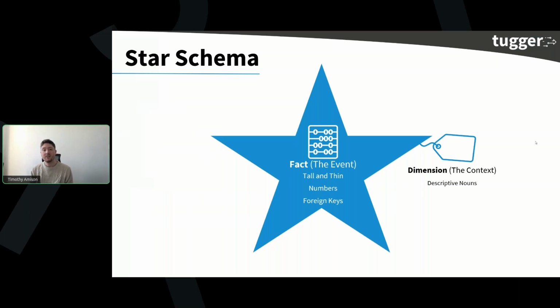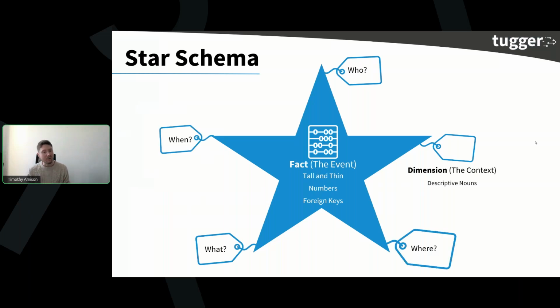Dimensions, this is all about the context. This is about describing things about your facts. So when it comes to sales, for example, you want to describe what is the name of the sale, who was it sold to, where was it sold. So those kind of descriptive things. So we have our whos, we have our whats, we have our wheres, our whens.